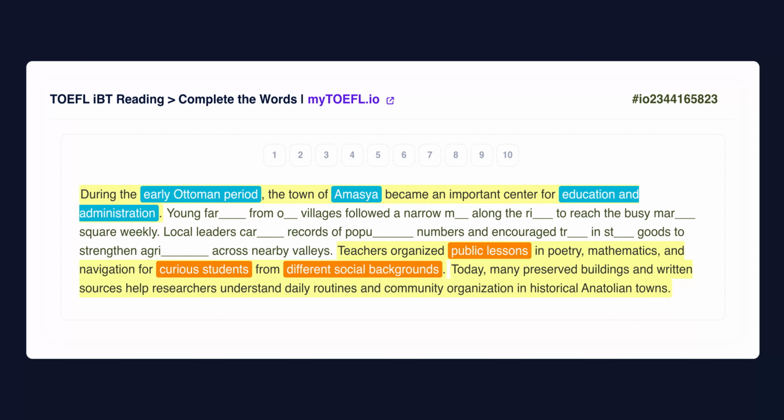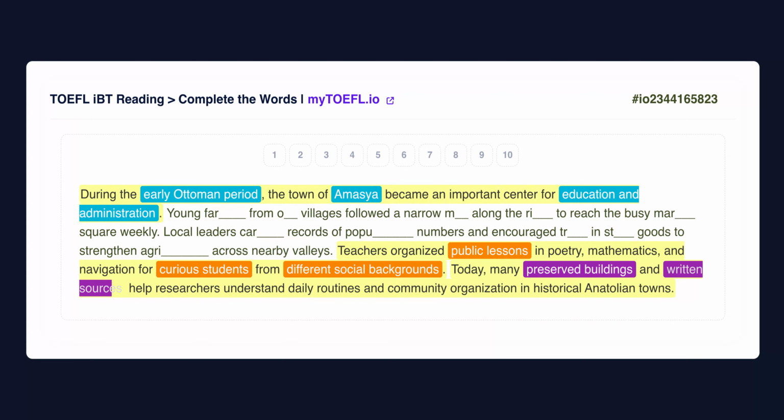This conclusion brings everything together. By looking at preserved buildings and written sources, we can see how the history of the town survived. These clues allow researchers to understand the community organization of the past. It confirms that the paragraph is a historical overview of how a community lived and worked together. Now that we have the full story, we are ready to tackle those missing letters.